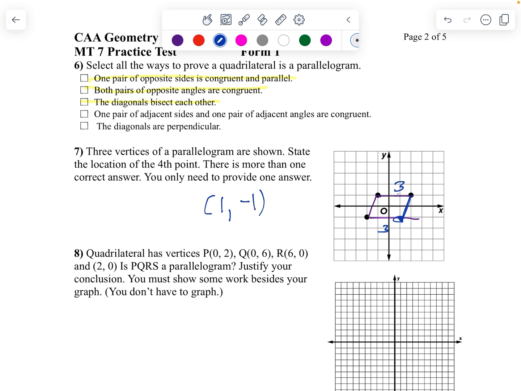Now you could have done this if I would have looked at my points a different way, like let's say I had this parallelogram, then it would be up here someplace, wouldn't it? Because I just need my fourth point.